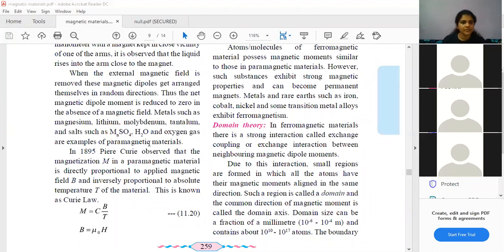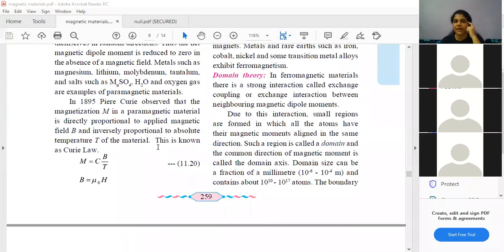Okay, fine. All right. Now, a very important point in paramagnetism is this law called Curie's law. Okay, Pierre Curie found this law. And what does this law state? That the magnetization, that is capital M, in a paramagnetic material.